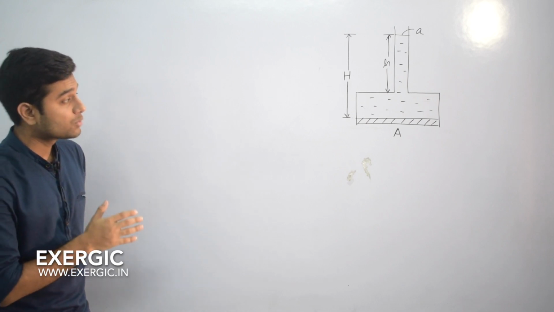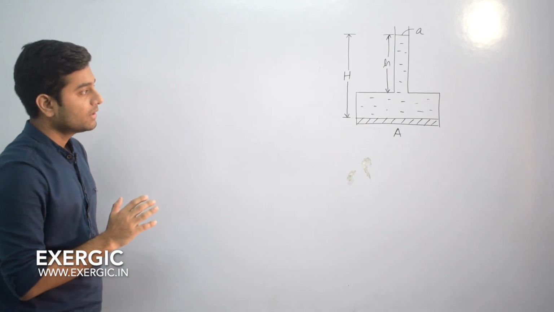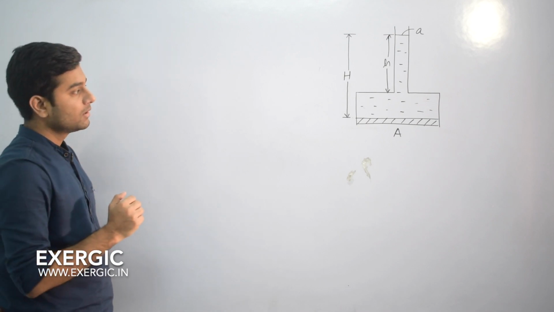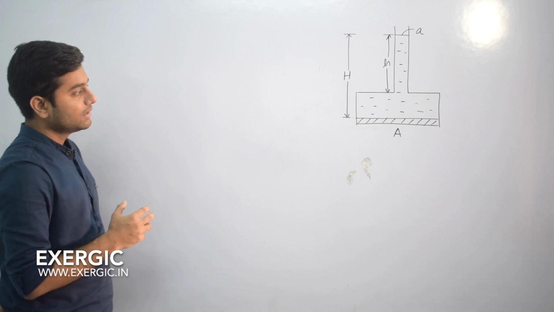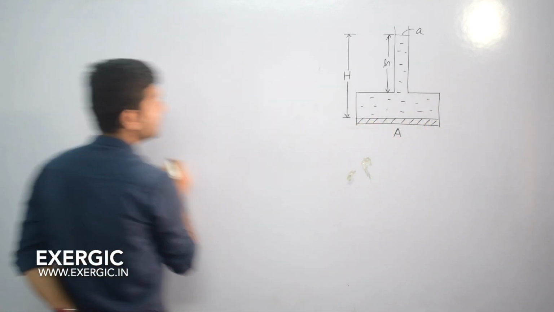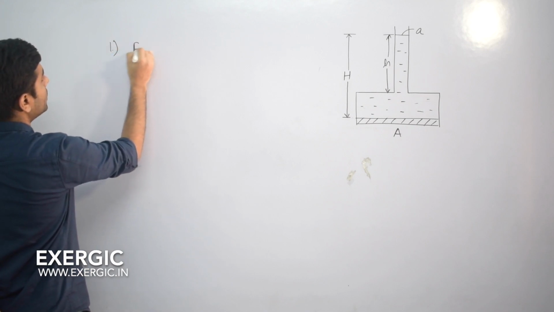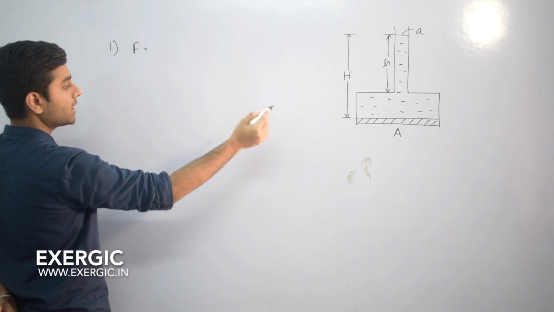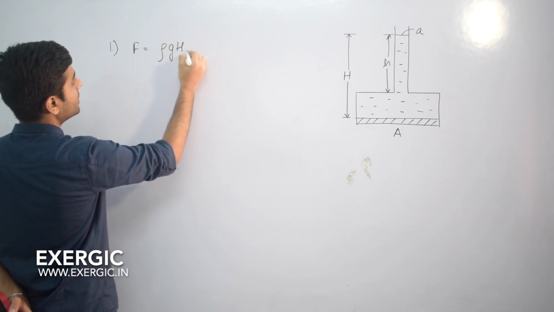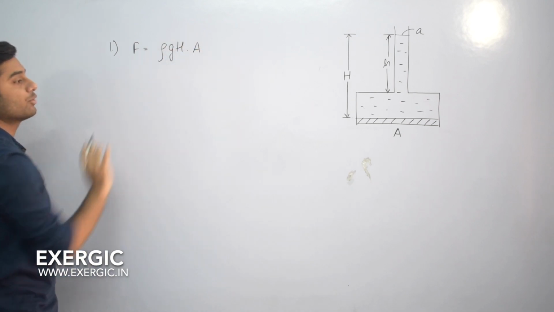Now whenever some student looks at this question, there are two types of thought that can come to his mind. Some of the students can think that the total force on this horizontal plane will be equal to the pressure on that plane multiplied by the area. Pressure is rho g capital H multiplied by area. So this is going to be the answer.